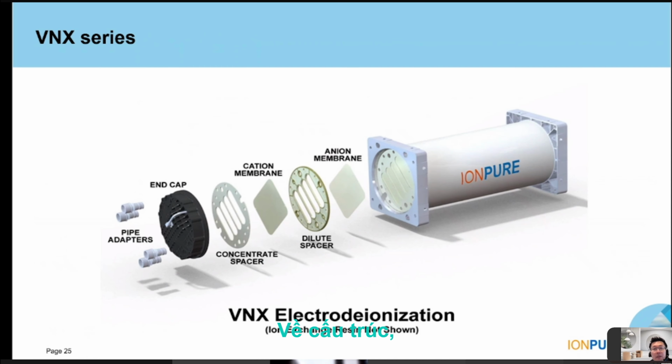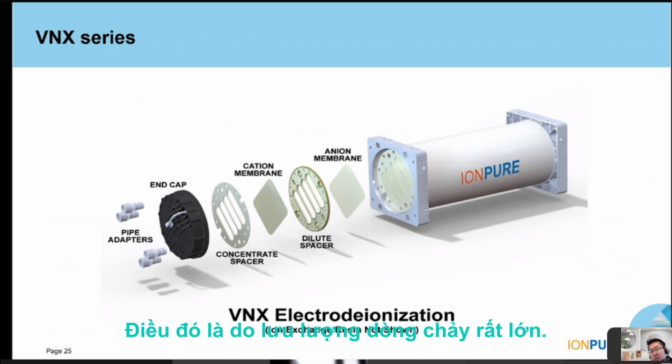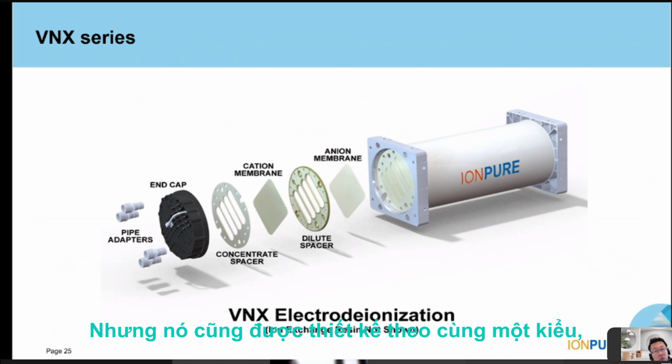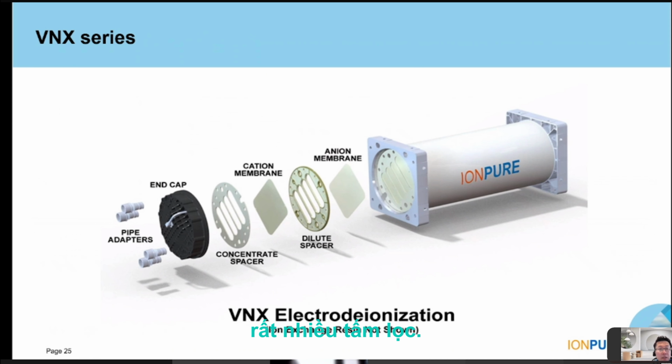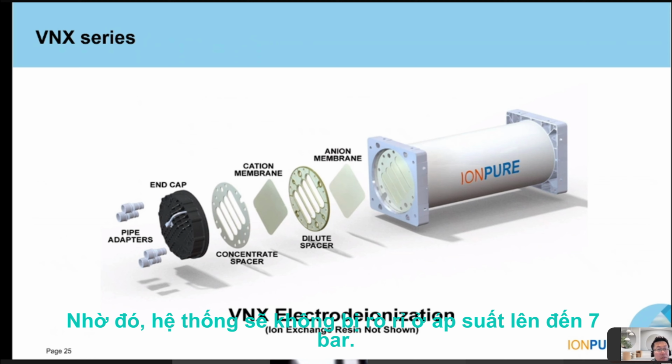In terms of the structure itself, you will notice that the LX modules are rectangular, in a cube shape, but the VNX has a round shape. So in general, it's bigger. It holds more resins because the flow rate is huge, but it's also done in the same style, plate and frame. There are many plates, and we tighten them up like a heat exchanger, so it's going to be leak free up to 7 bar.